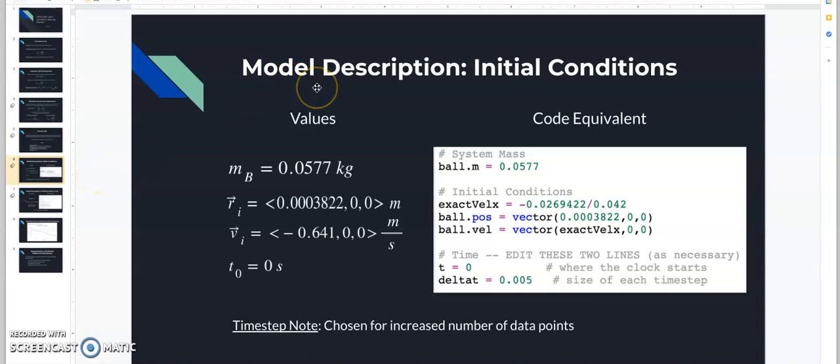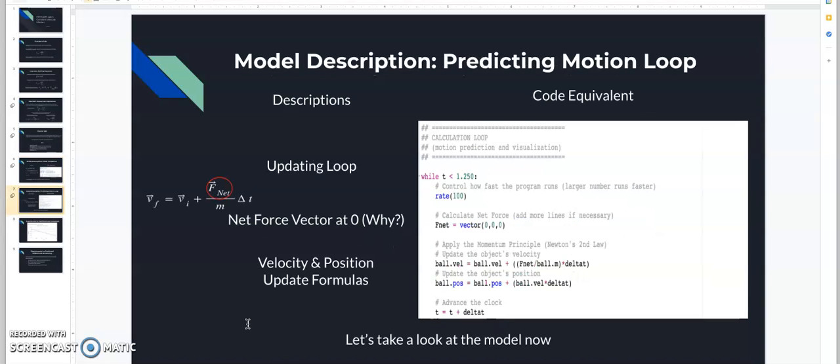So here is a model description for the initial conditions: the mass of the ball, the initial position, the initial velocity, which was found by taking a position right after the initial, about 0.042 seconds after it, and finding that displacement and then dividing it by that delta t to get this initial velocity, and the initial time starts at 0. So this is translated into the code shown here. And the time step is about 0.05. It was decreased a bit to increase the number of data points.